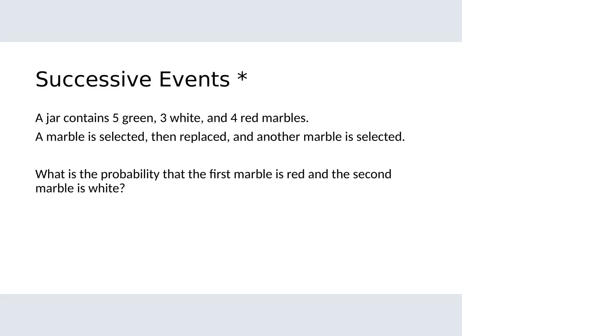I'm going to have you try this one. A jar contains 5 green, 3 white, 4 red marbles. A marble is selected and replaced, then another marble is selected. What's the probability the first marble is red and the second marble is white? I'll set up a poll for this one and let you try it.